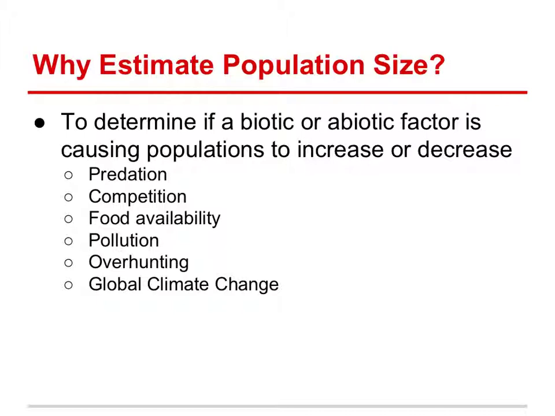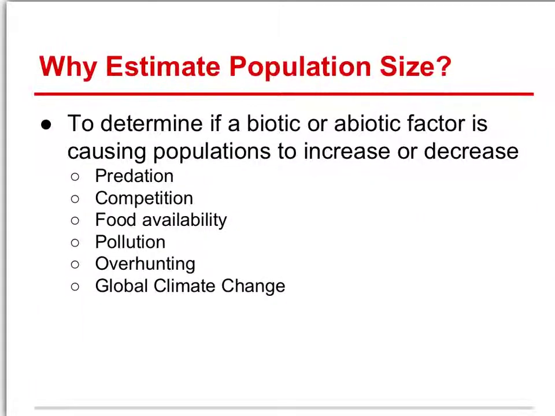An ecologist wants to know how big populations are because, it tells us right here, ecologists want to know about population sizes to determine if a biotic or abiotic factor is causing populations to increase or decrease. Well, here we go again with those terms, abiotic and biotic factors. That is to say, if something living is causing populations to change size, or if something non-living is causing populations to change size. So for example, I've given you some indications of what might cause populations to change size.